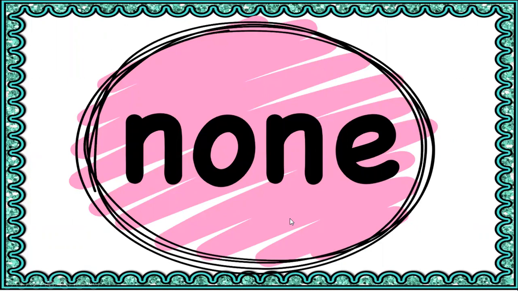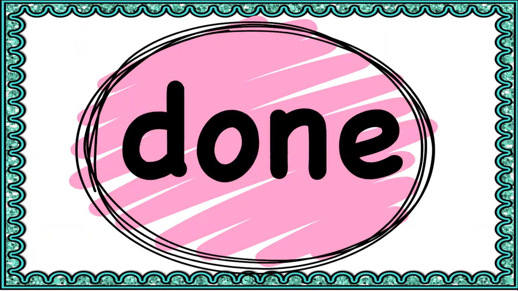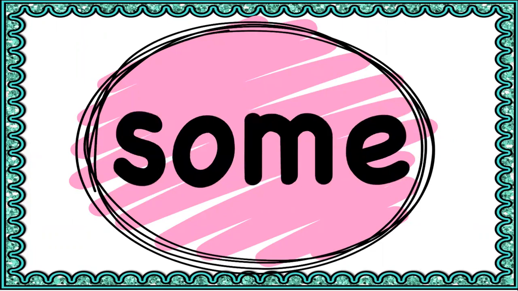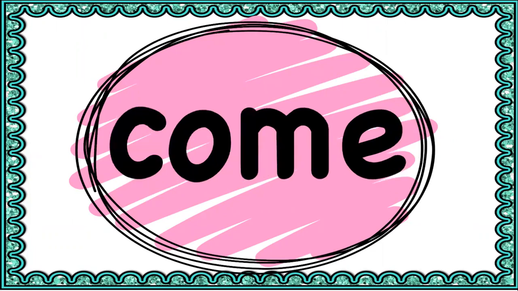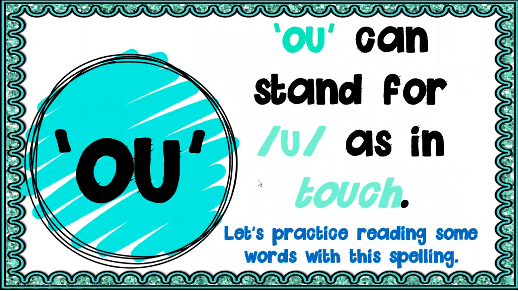So they're going to be O consonant E, but the O is going to say shove, glove, done, some, come. Okay, keep reading them with me. Now your vowel is O, but it's making the sound. So the O consonant E is making that sound. OU can also stand for that sound, as in touch.